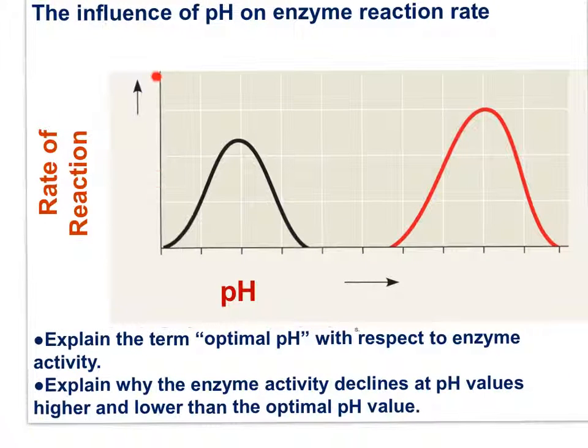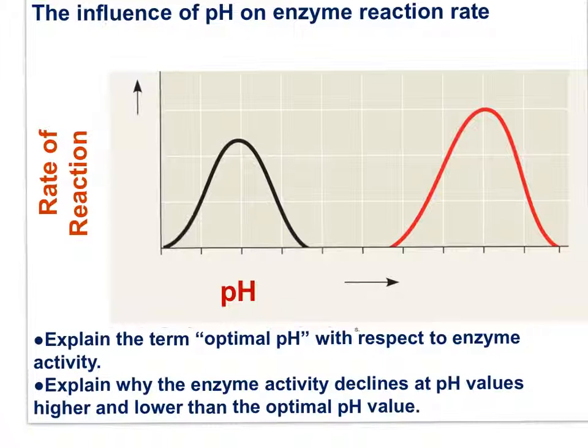Here are rates of reaction curves for two different enzymes that have their optimal rate of reaction at different pH levels. And I'm asking two questions. Explain the term optimal pH with respect to enzyme activity. At the optimal pH, where the reaction rate is maximum, the tertiary shape of the enzyme retains its specificity for the substrate. The concentration of hydrogen ions at the optimal pH maintains the active site in a conformation that is suitable for binding the substrate.